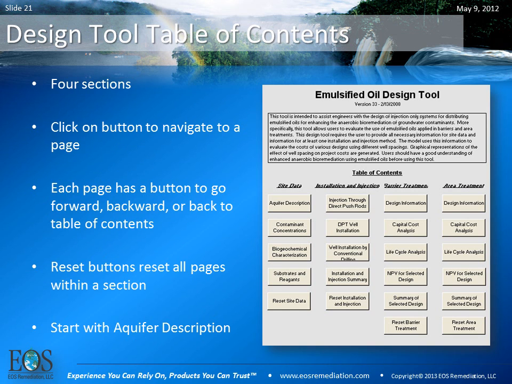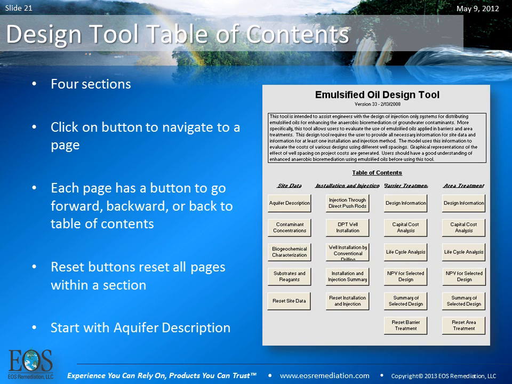So now, finally getting to the design tool, there's not a whole lot to go through here. It's fairly self-explanatory, but I do want to introduce you to what it looks like and some of the buttons that you can push. This is the ESTCP-funded design tool that Solutions and North Carolina State University put together. It's an Excel-based spreadsheet, and it has four basic sections that you can look at: site data, installation and injection, barrier treatment, and area treatment. You click on those buttons to navigate between each of those sections.